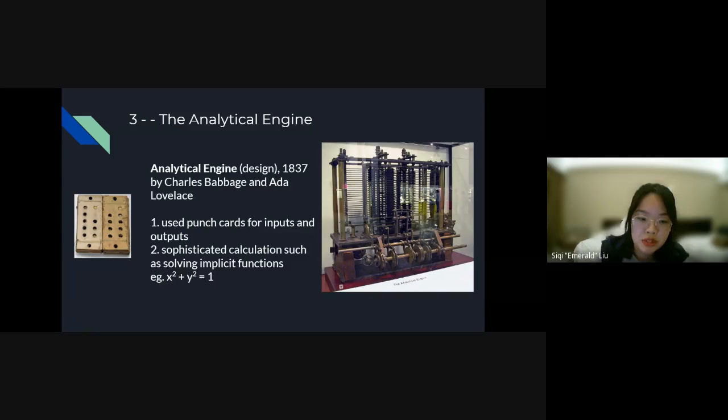The analytical engine was able to solve very complex functions, such as implicit equations, where the dependent variable cannot be easily isolated on one side of the equation, such as this one: x squared plus y squared equals 1.